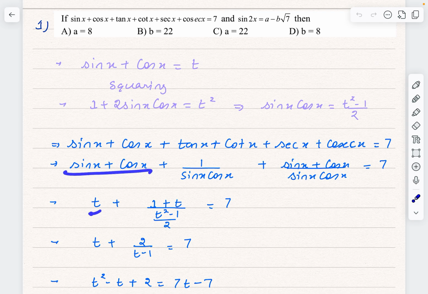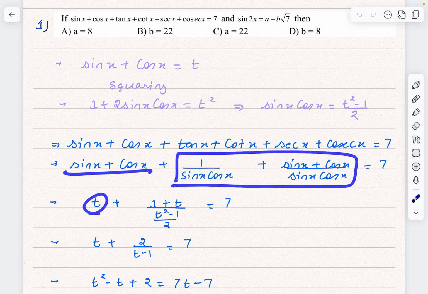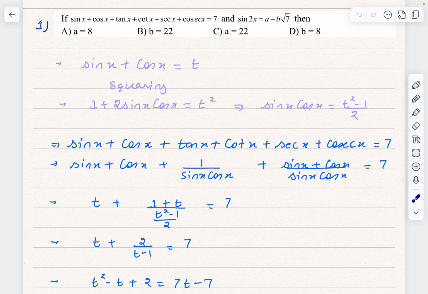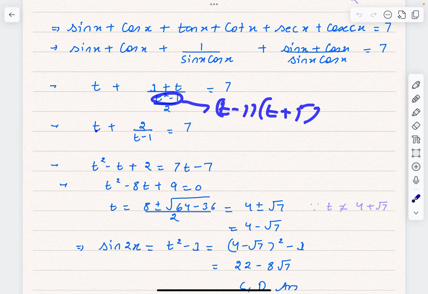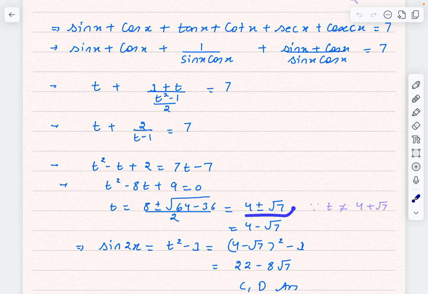Now sin x plus cos x is t. Here if you add them, denominator is sin x cos x, which will be t square minus 1 over 2. Numerator will be 1 plus sin x plus cos x, which will be 1 plus t, equal to 7. So we get t, and t square minus 1 you can write as t minus 1 times t plus 1. So t plus 1 gets cancelled out, you get 2 over t minus 1 equal to 7. And you just take LCM and all, you get a quadratic t square minus 8t plus 9 equal to 0. And when you find roots, it will come out to be 4 plus minus root 7.